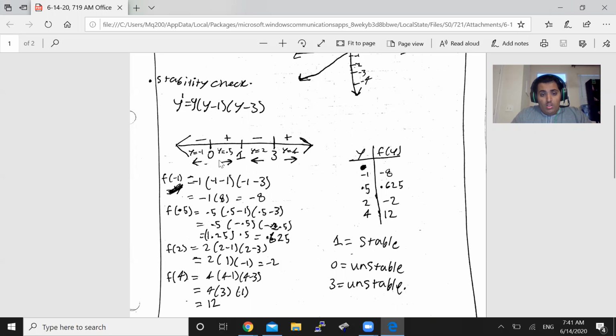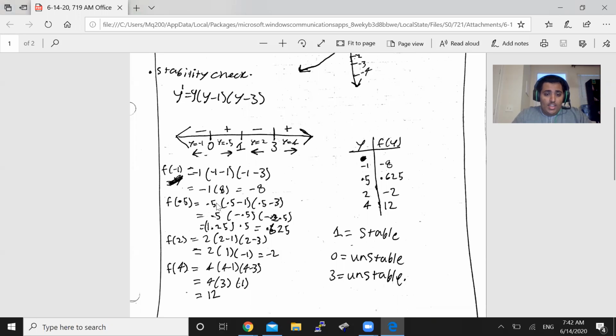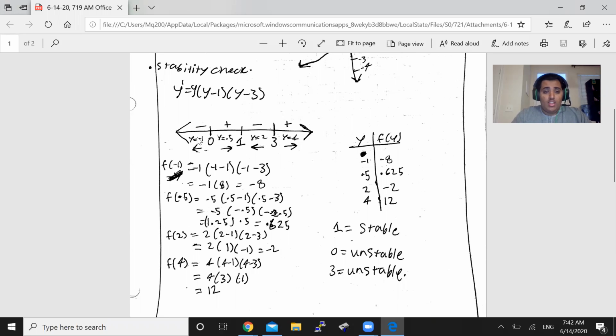Before 0, we chose -1. Between 0 and 1, we chose 0.5. Between 1 and 3, we chose 2. And after 3 to infinity, we chose 4, the closest number. I did the calculation to find out. I take these numbers, plug them into the equation, and see if the result is negative or positive. And I did the calculations right here.